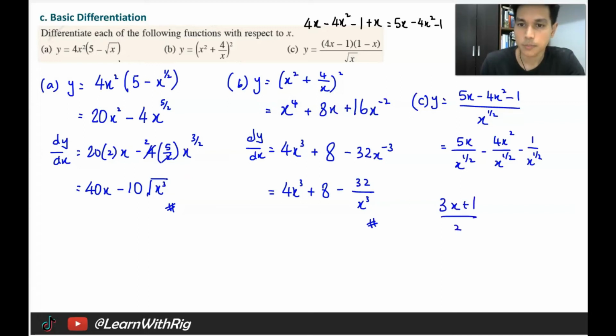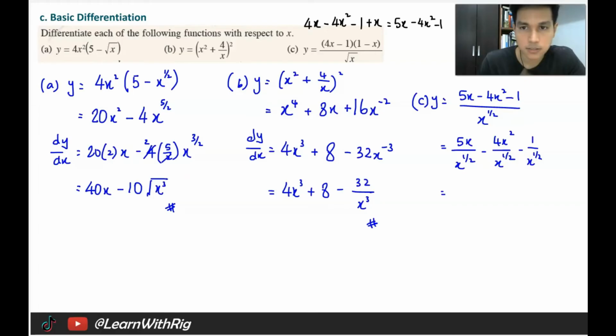Over 2. It becomes what? 3x over 2 plus 1 over 2. Okay, the denominator, you can break it apart. That's what I'm doing here. Why am I doing that? Because it will become easier for me to differentiate later. I don't have to use quotient rule, right? Because quotient rule is much more complicated. So here you can simplify.